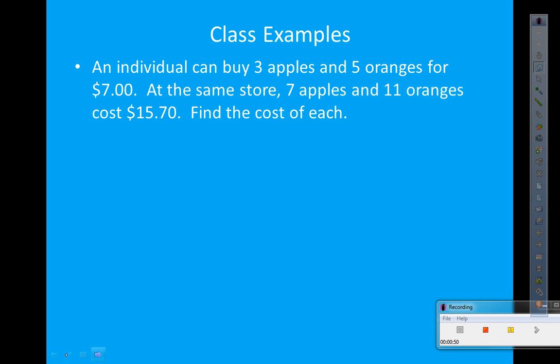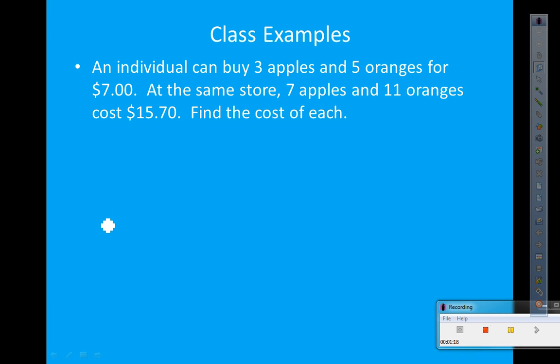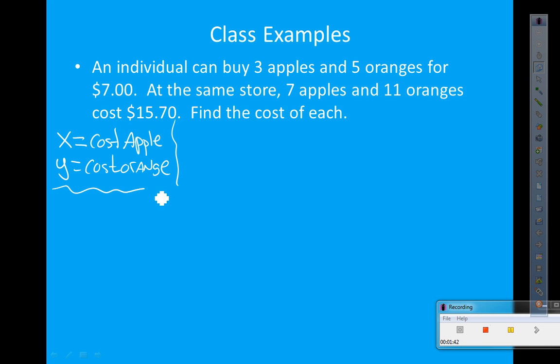Off on the left side of your paper, we're going to tell what we're going to be working with. So I'm going to come over here and let X represent the cost of an apple. And I'm going to let Y represent the cost of an orange. You can use any letters that you want. If you wanted to use A for apple and O for orange, that's okay also. On this video, I'm just going to stick with X's and Y's.